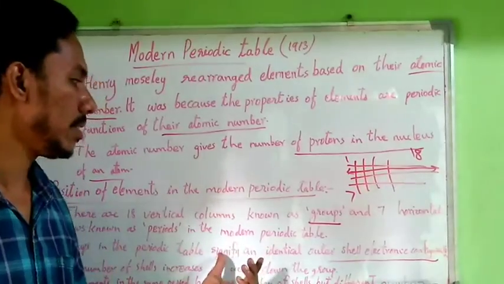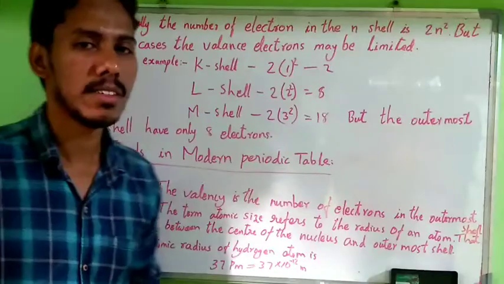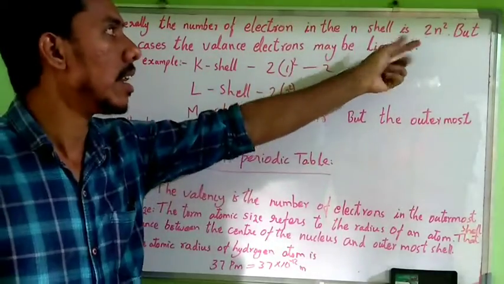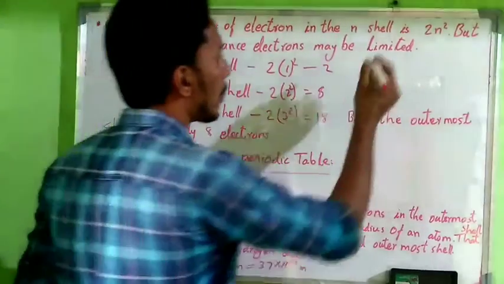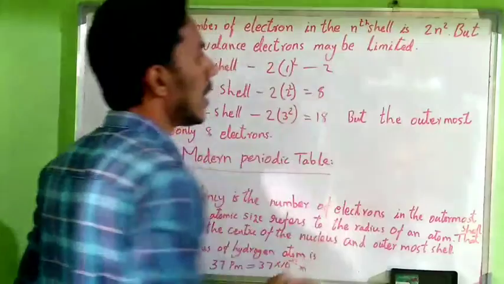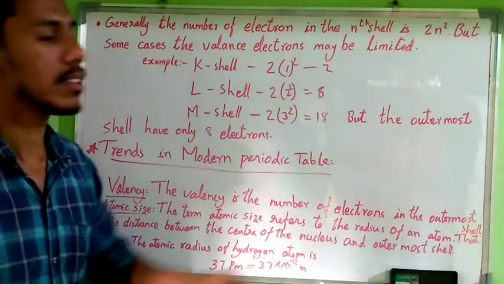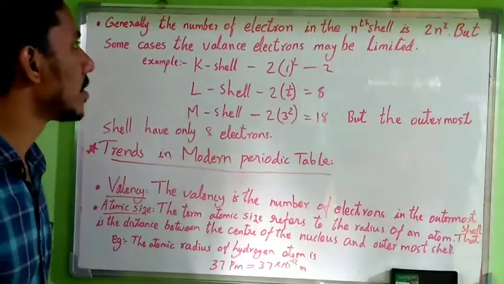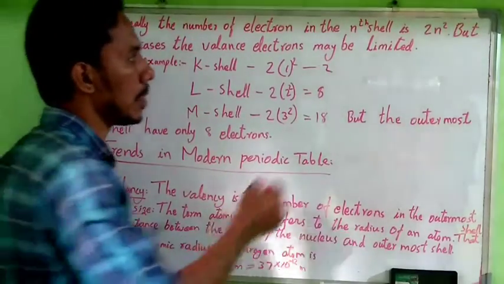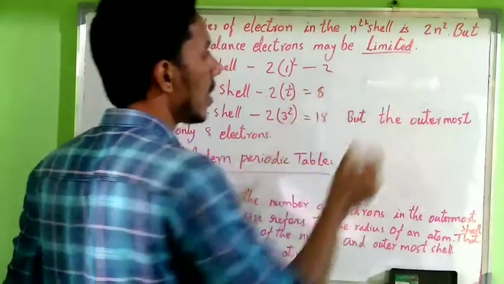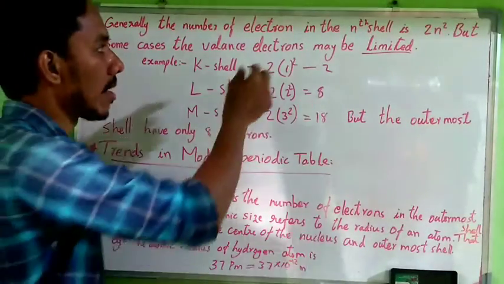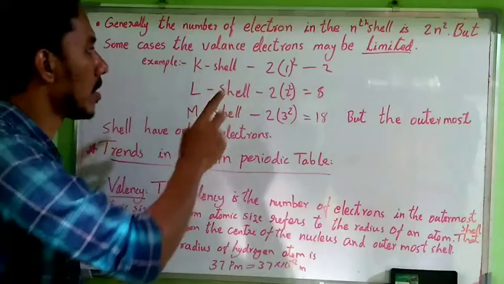Okay, these are the properties of the modern periodic table. Then, generally, the number of electrons in the nth shell is 2n square. The number of electrons in the nth shell can be found by this equation, 2n square. But in some cases the valence electrons may be limited. This is an extra point, you should note it.